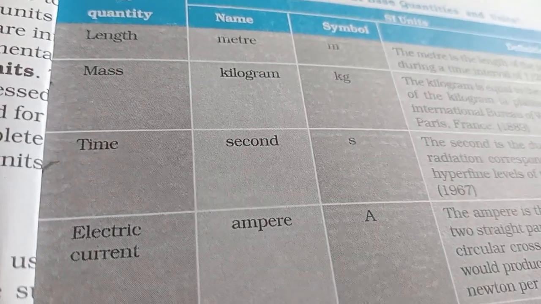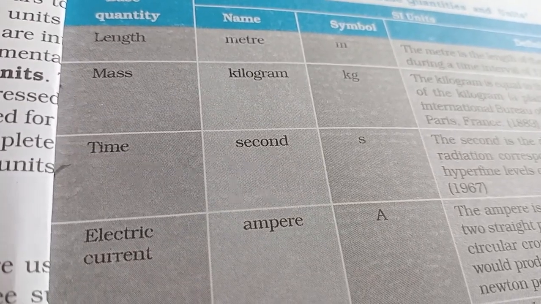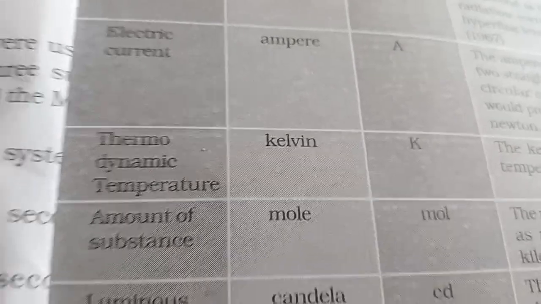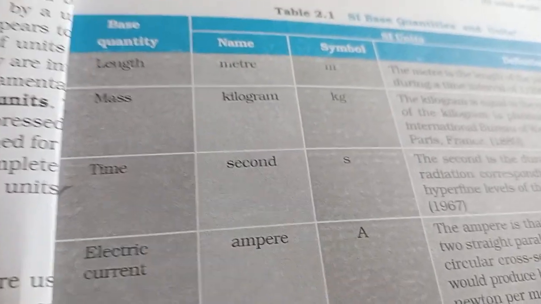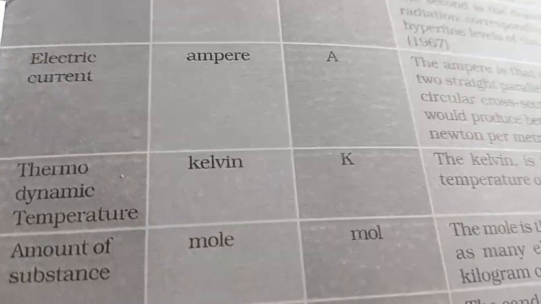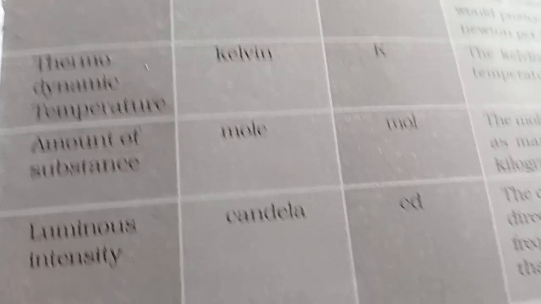This table is also a very important table. In this, some base quantities are given: length, mass, time, electric current, thermodynamic temperature, amount of substance and luminous intensity. Then their SI units are given: length, meter; mass, kilogram; time, second; electric current, ampere; thermodynamic temperature, Kelvin; amount of substance, mole; luminous intensity, candela (cd).